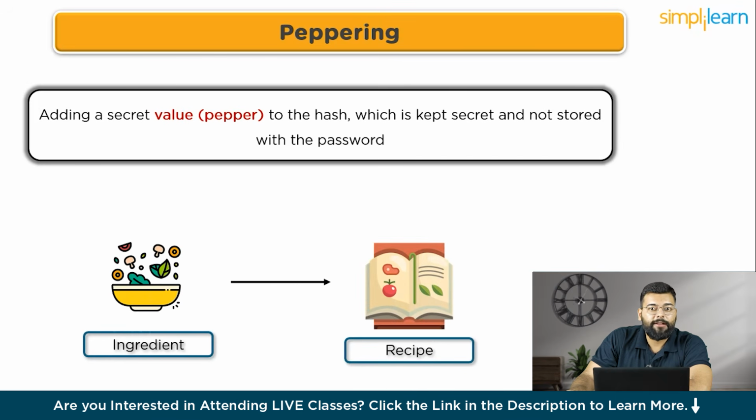For example, it's like adding a secret ingredient to a recipe. The pepper is a value known only to the system, making it even harder for attackers to crack the hash data. Now that we have covered the basics of hashing and how to handle collisions, let's look at some of the most popular hash functions used in the world of computing.